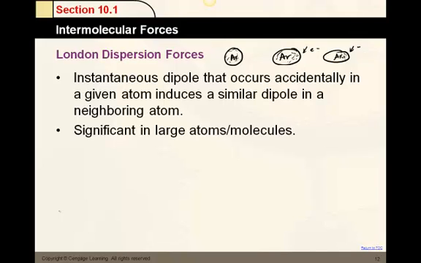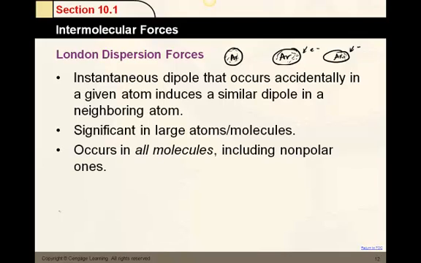It's significant in large atoms and molecules because in a huge atom or molecule, or a large sample, you have lots of electrons, and those electrons have a higher chance of becoming misaligned, and thus creating a dispersion force. Remember, it occurs in all molecules, including nonpolar ones. So in this argon example, argon is a gas, and it really has very little interaction with its neighbor. It does not have a very high intermolecular force, but it does have a London dispersion force.